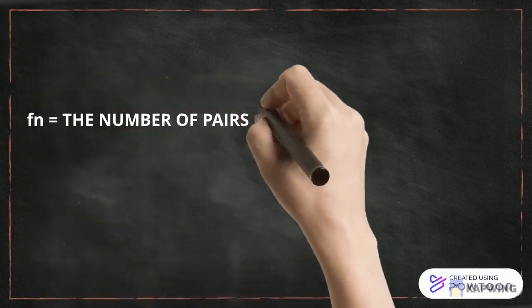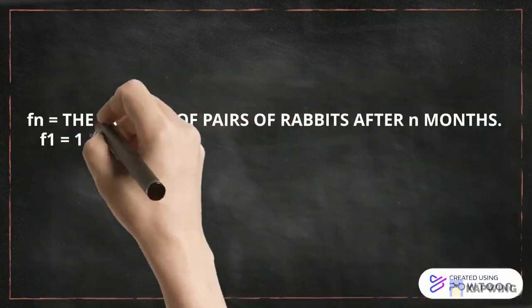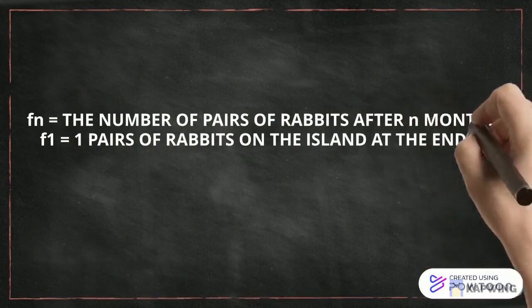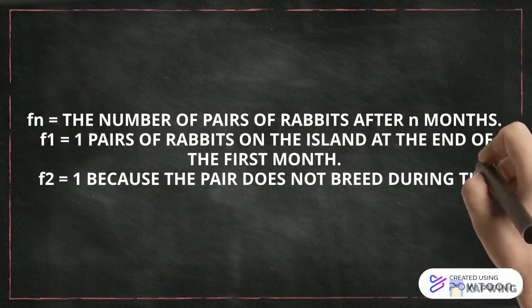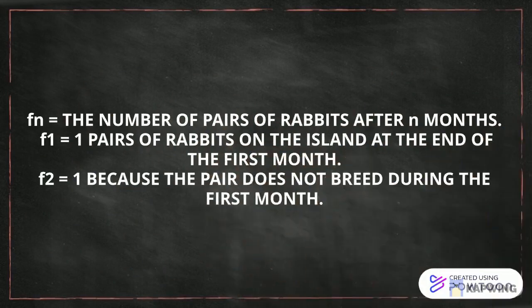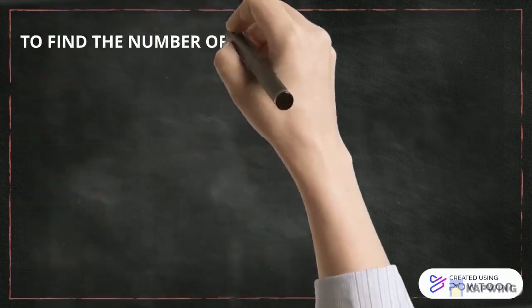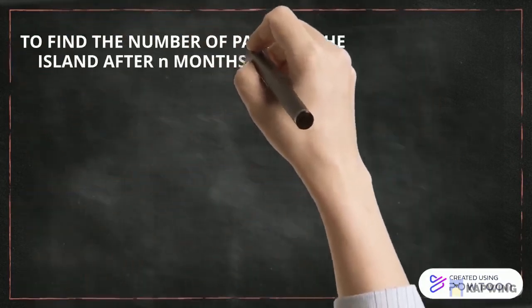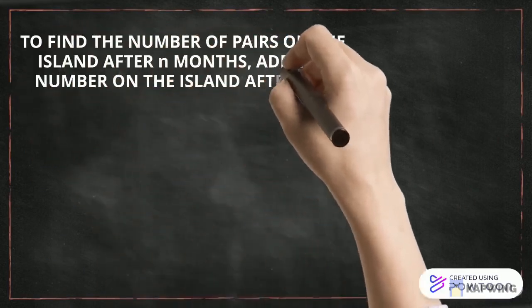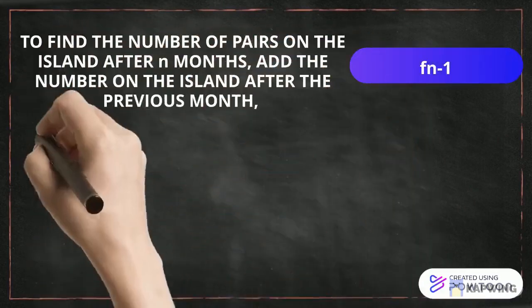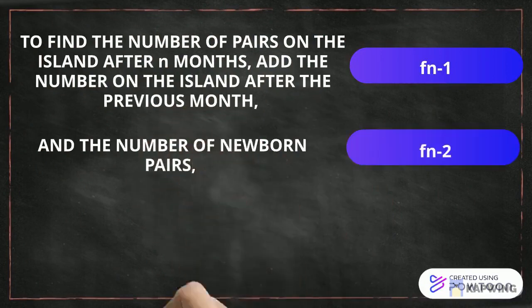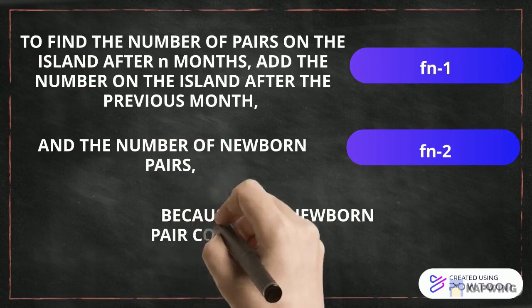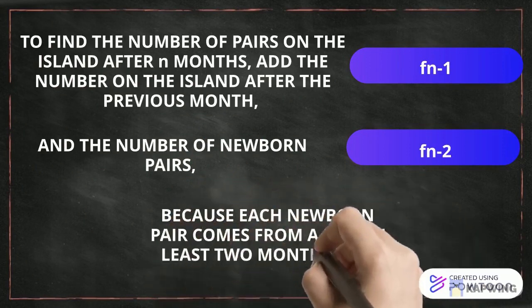Let F_n be the number of pairs of rabbits after n months. There is F_1, which is 1 pair of rabbits on the island at the end of the first month. We also have F_2, which is 1 because the pair does not breed during the first month. To find the number of pairs on the island after n months, add the number on the island after the previous month, F_{n-1}, and the number of newborn pairs, which equals F_{n-2}, because each newborn pair comes from a pair at least 2 months old.